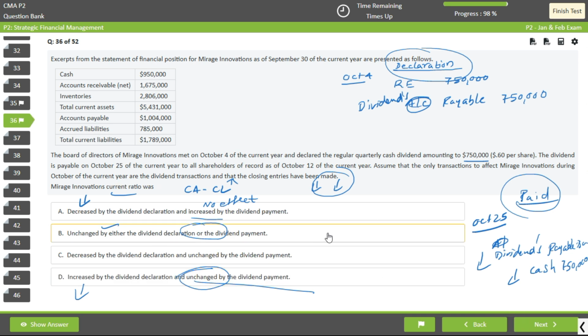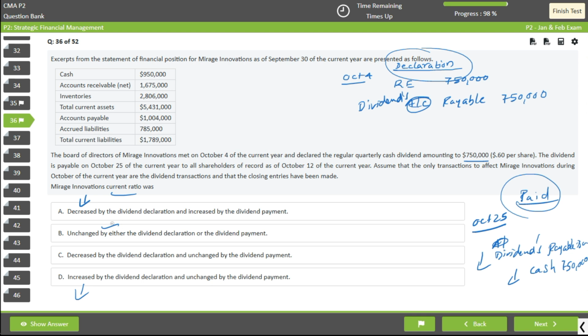Next, the entries are the same, and they are asking the effect on the current ratio. When you calculate the current ratio, it comes to greater than 1. You know that the current ratio is current assets divided by current liabilities. Total current assets and current liabilities are given, so 5431 by 1789 is greater than 1. This is the only transaction that is going to affect it.